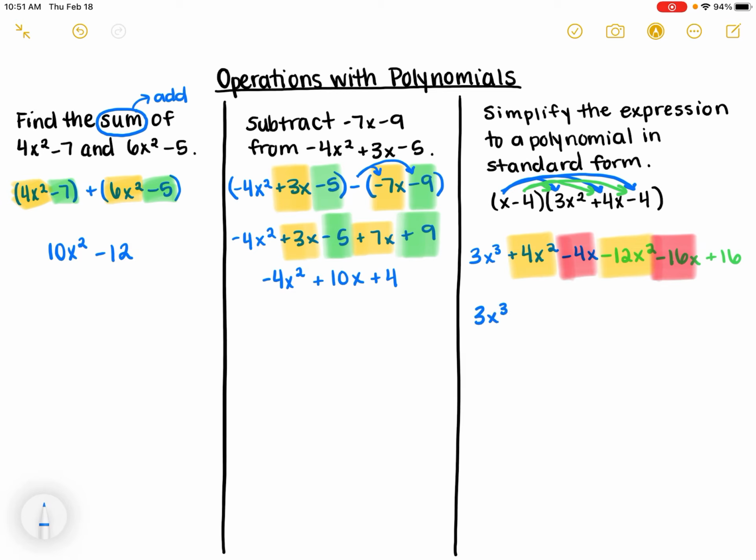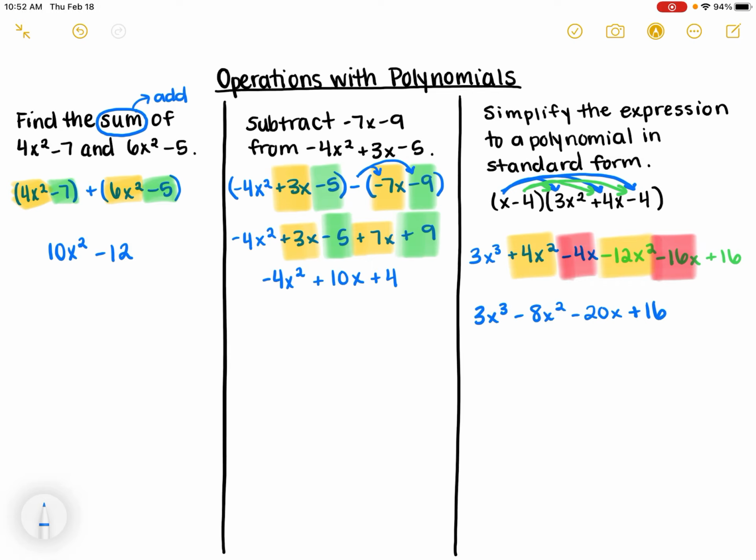Positive 4x squared minus 12x squared is going to give me negative 8x squared. Again, if you need a calculator to make sure of 4 minus 12, you can do that to make sure you're getting your positives and negatives right. Negative 4x minus 16x is going to give me negative 20x. And then the plus 16 just stays. And I can't combine anything else. That's everything, so that is completely simplified.